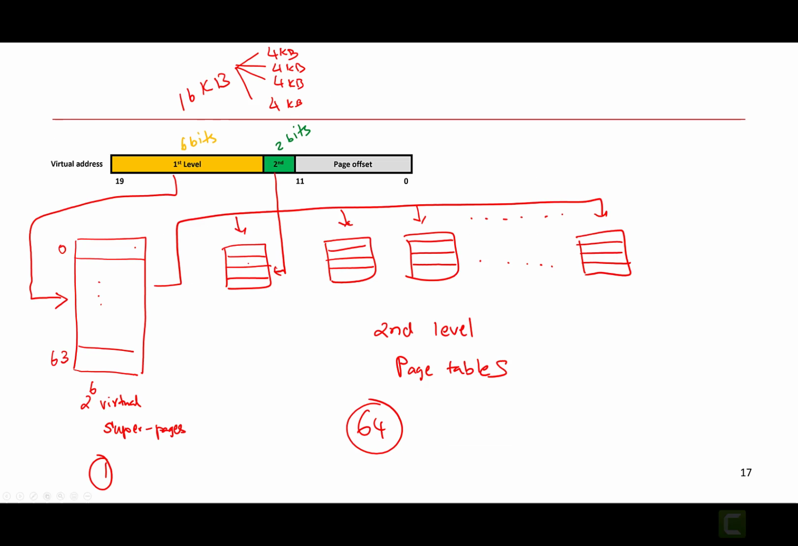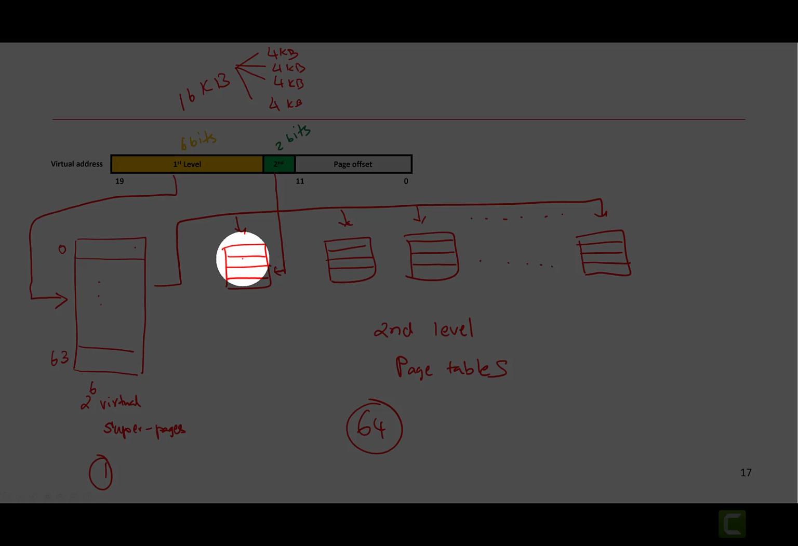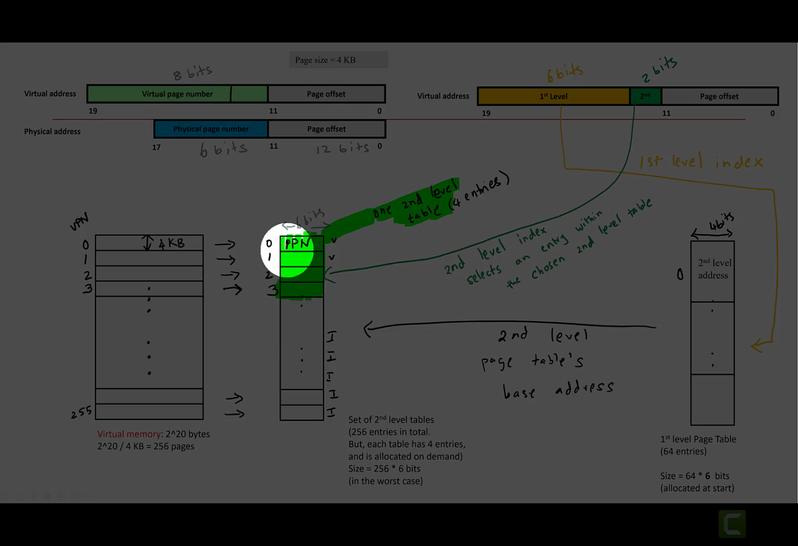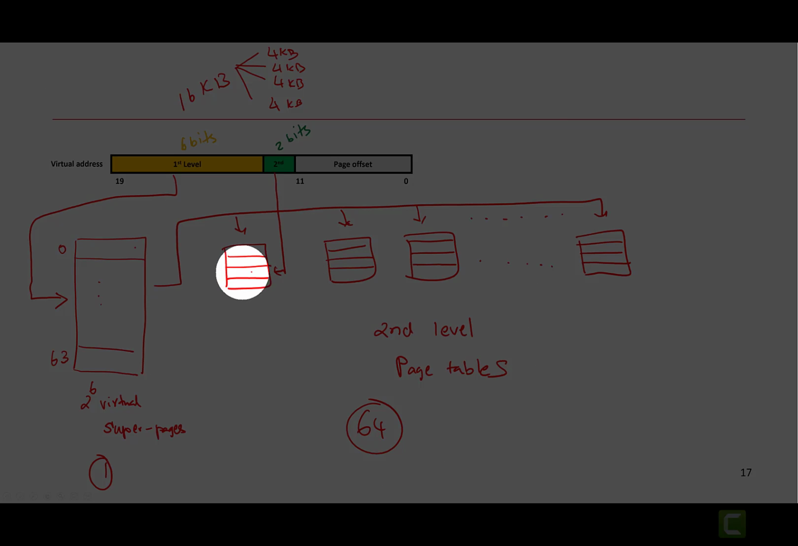So what that means is that if I concatenate all of these 64 second level page tables together, that will be 64 times 4, that is 256, and what I would get is the original single level page table. So another way to think about it is that I took my original single level page table and I split it into 64 smaller tables, and I got these.